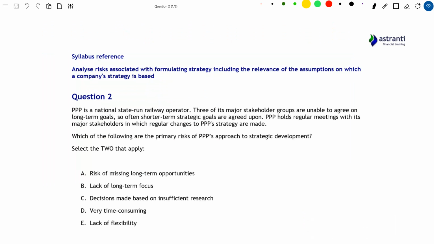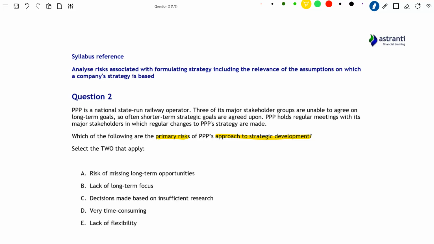Okay, in question 2 we've got the same syllabus reference, so the requirement line reads, which of the following are the primary risks of PPP's approach to strategic development? So we've got to find the primary risks of their particular approach. So it stands to reason we need to know what their approach is. So let's go through the scenario.